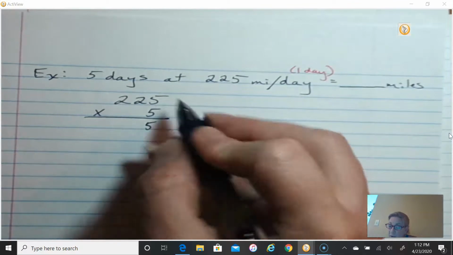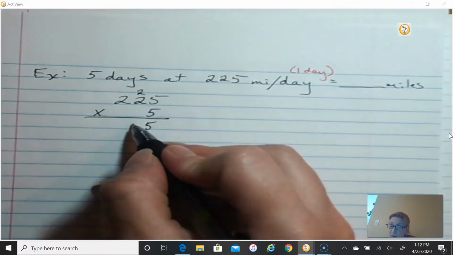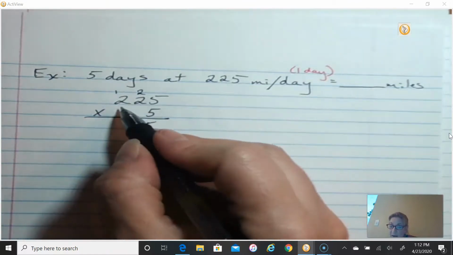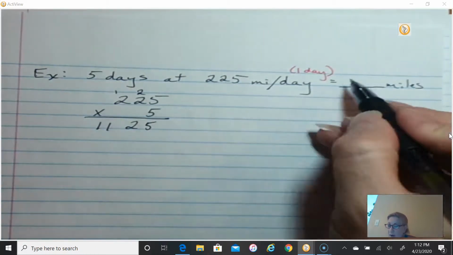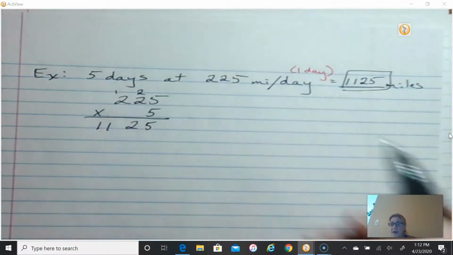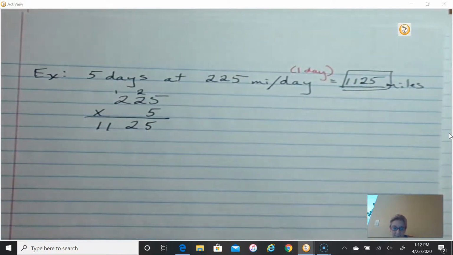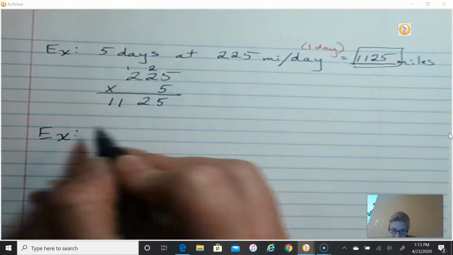5 times 5 is 25. 5 times 2 is 10. Plus 2 is 12. 5 times 2 is 10. Plus 1 is 11. So I'd go 1,125 miles in 5 days. Okay? All right, this is the last one I'm doing.